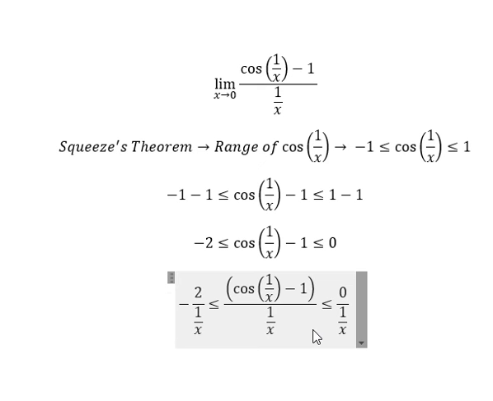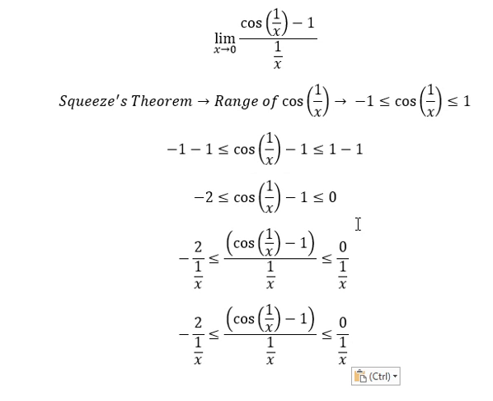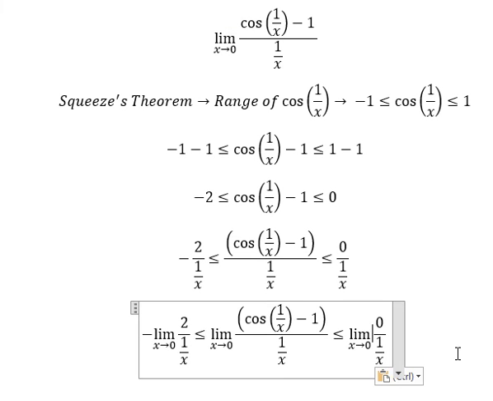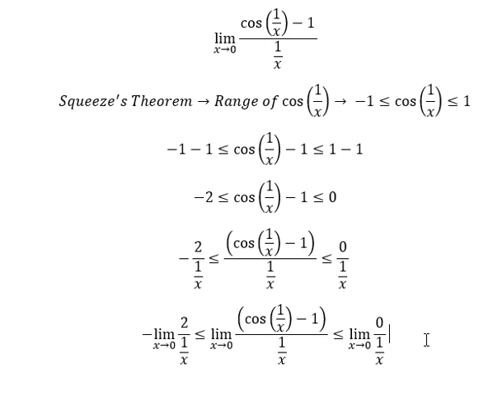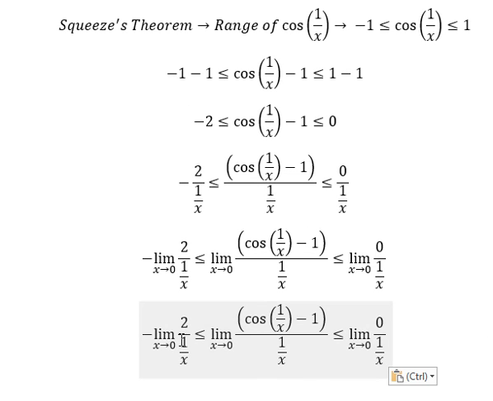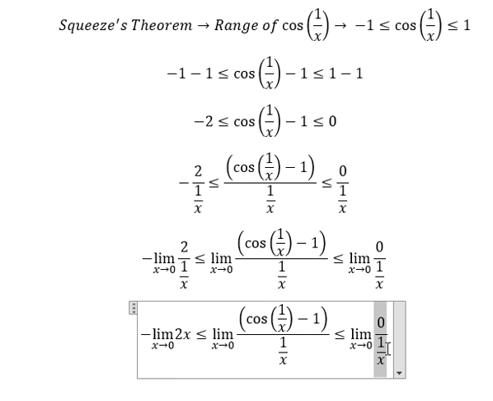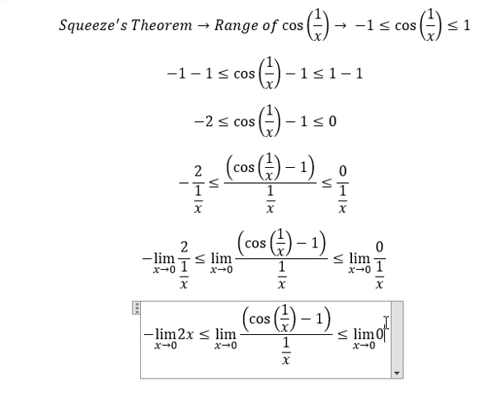And now we have like this. Next, I will put the limit for both sides. So, this one we have 2s, this one we have number 0. Because 0 multiplied by s, you got 0.